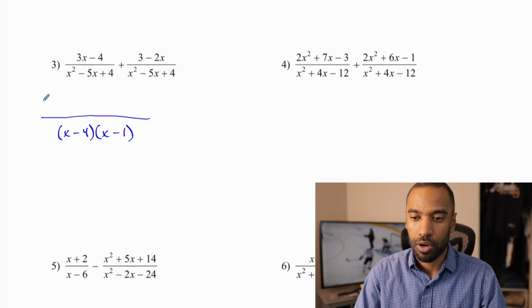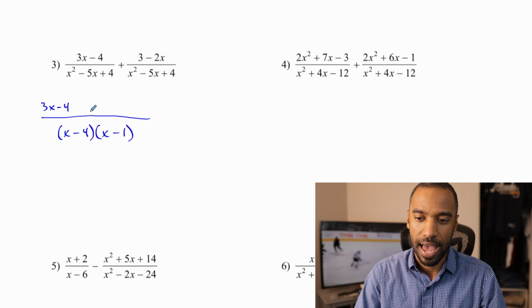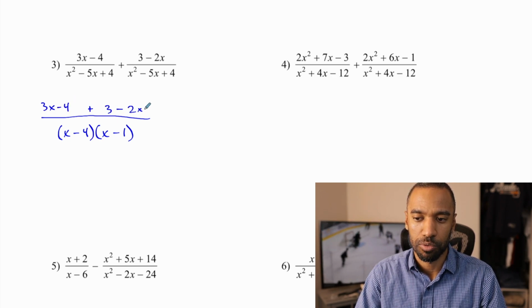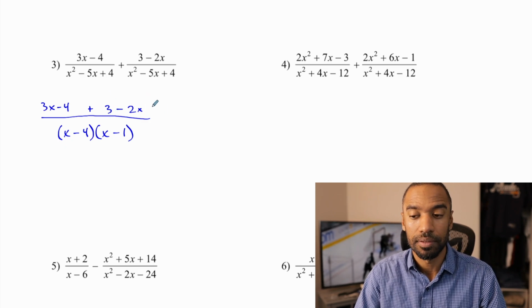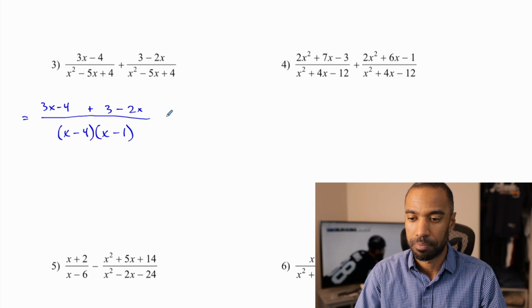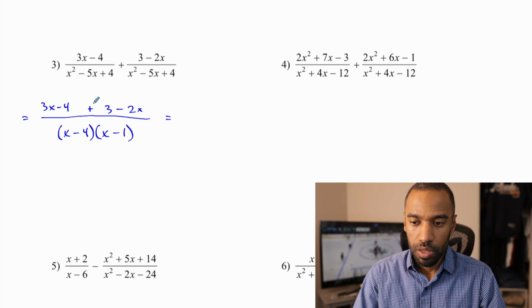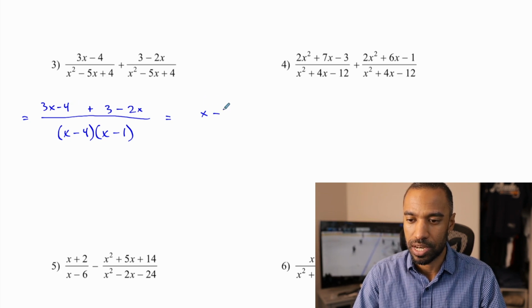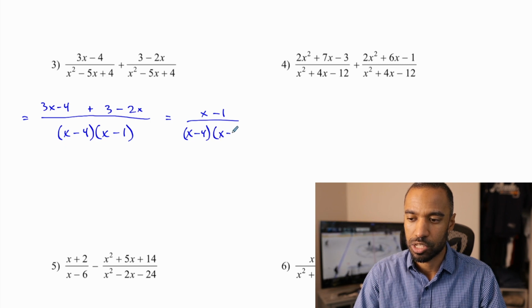So up here, though, I do have 3x minus 4 adding with 3 minus 2x. And again, I don't know if it's more comfortable for you to wrap that around parentheses or not. Nothing will change here, but it will with subtraction. So just, again, make sure you know that. 3x minus 2x is 1x, and negative 4 plus 3 is negative 1. So I get x minus 1 over x minus 4 times x minus 1.